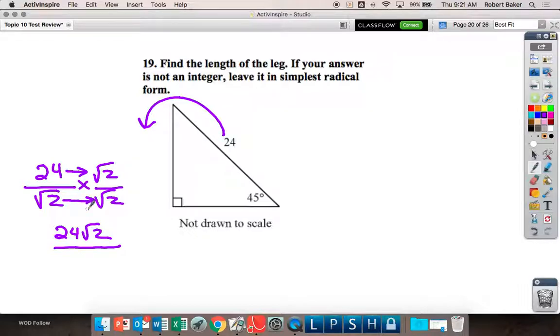The square root of 2 times the square root of 2. And then you have to kind of math here. What is 24 divided by 2? So this side is 12 square root of 2, and this side is 12 square root of 2, depending on what the answer looks like.